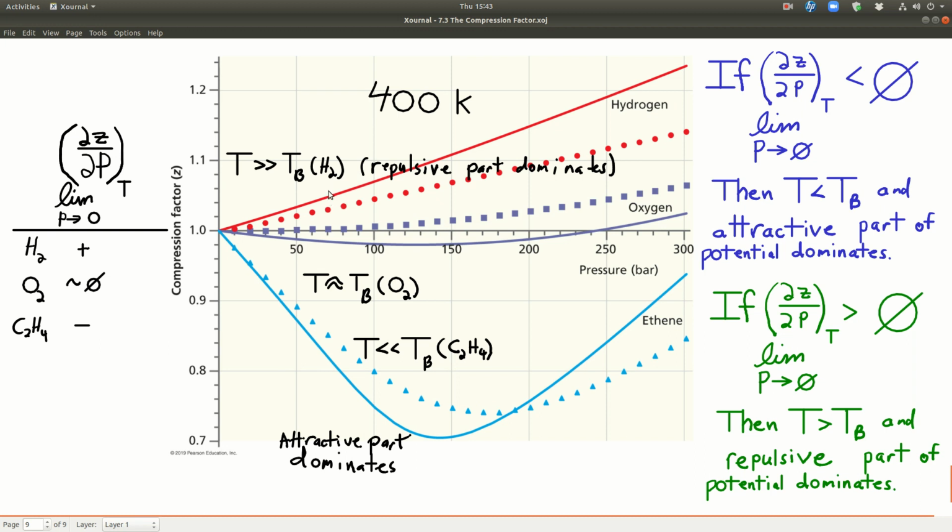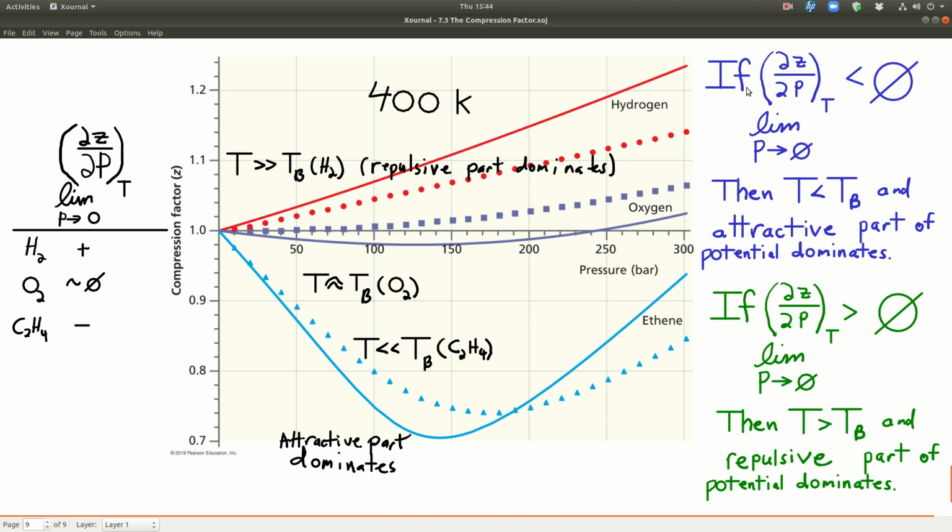For hydrogen, because the slope of this line is positive, that tells us that the repulsive part of the potential dominates, and so that means that the temperature is a lot higher than the Boyle temperature. At 400 Kelvin for hydrogen, we're above the Boyle temperature. For oxygen, because the slope is about 0, that tells us that we're really close to the Boyle temperature. And for ethene down here, because the slope is negative, that tells us that the temperature is a lot less than the Boyle temperature and the attractive part of the potential dominates.